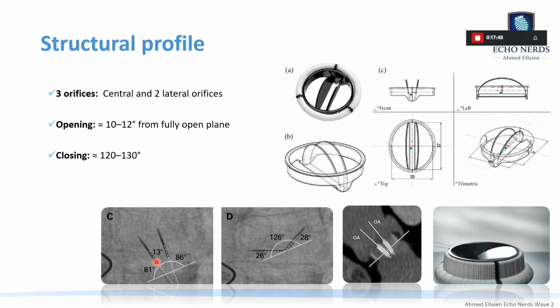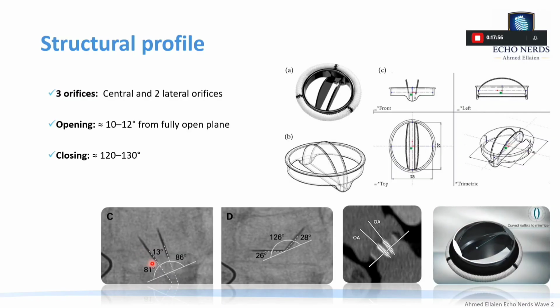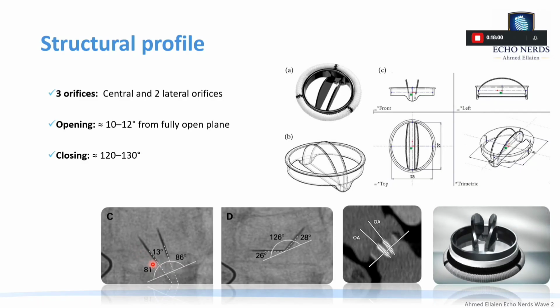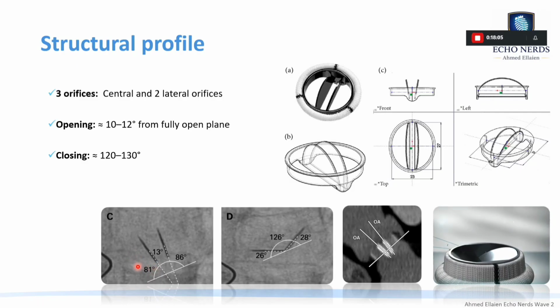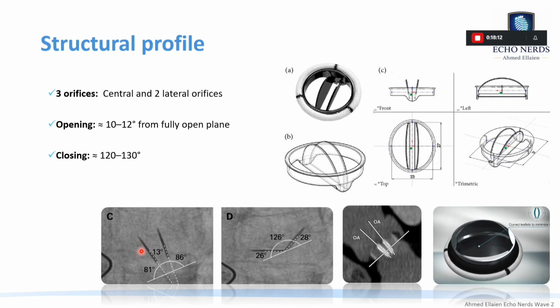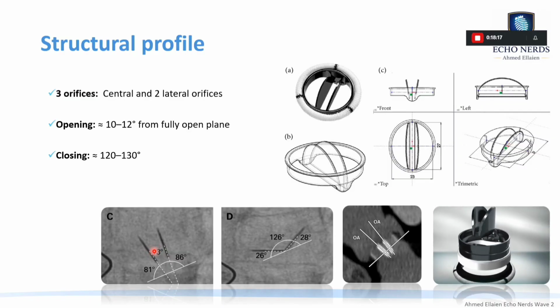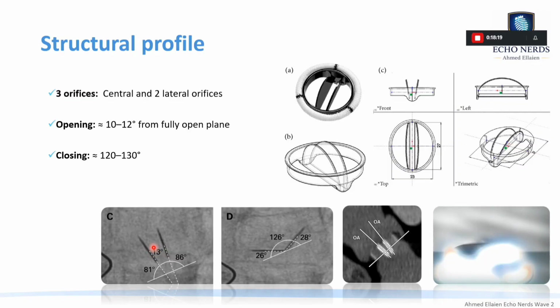Why is this important? Because if, while I am performing my echo study, I appreciate that the leaflets are opening, but they are opening just to 70 degrees, they are not reaching the full excursion of opening. This means that this valve may be restricted. The valve may have thrombus just over the leaflet, like here, restricting its full range of movement.